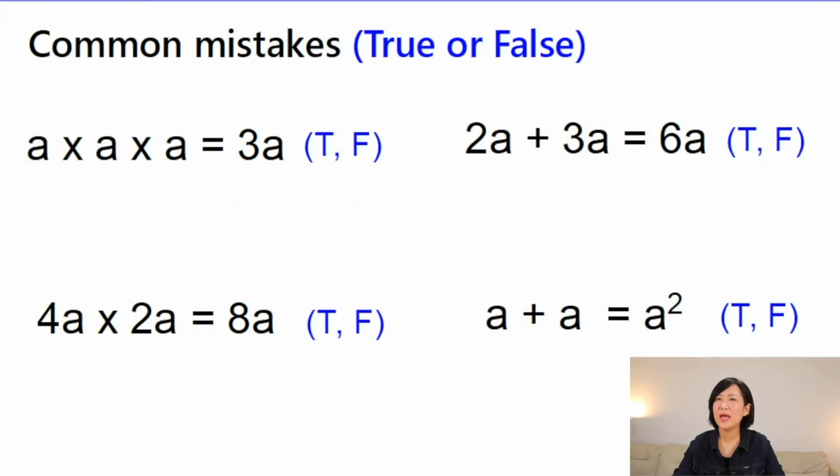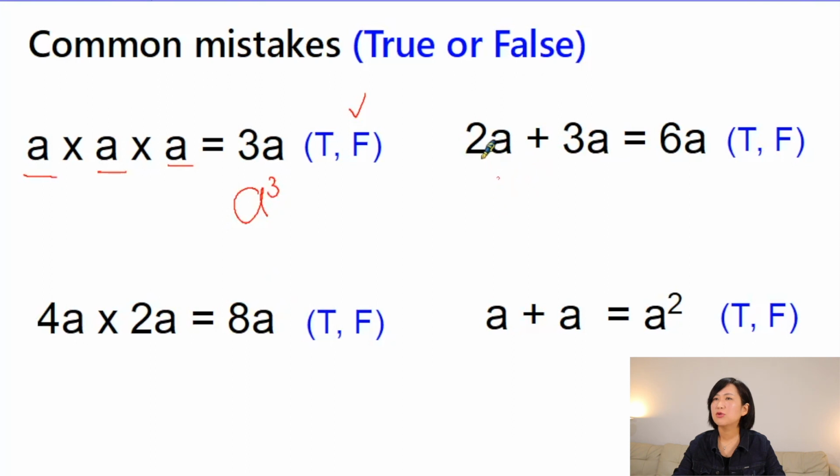So first one, a times a times a equals 3a. Is it true or false? Yes, it's false. It's wrong. Why? Because what you did is you times the same letter again and again. So that is actually a power, right? It's not 3a, it's a cubed. 3a means you add a 3 times.